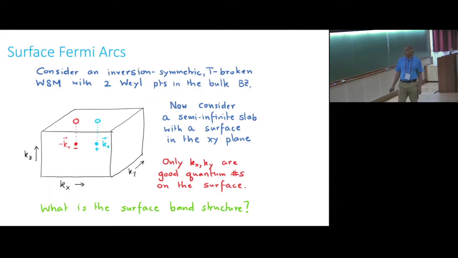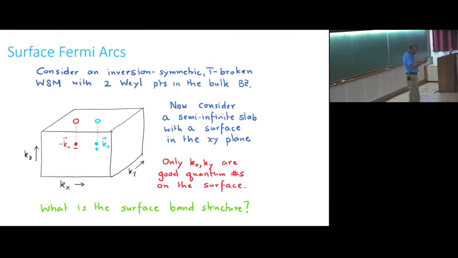So again, here's a picture of the Brillouin zone. And these are the two Weyl points. Here's the plus monopole, here's the minus monopole. And those are the projections onto the surface Brillouin zone.